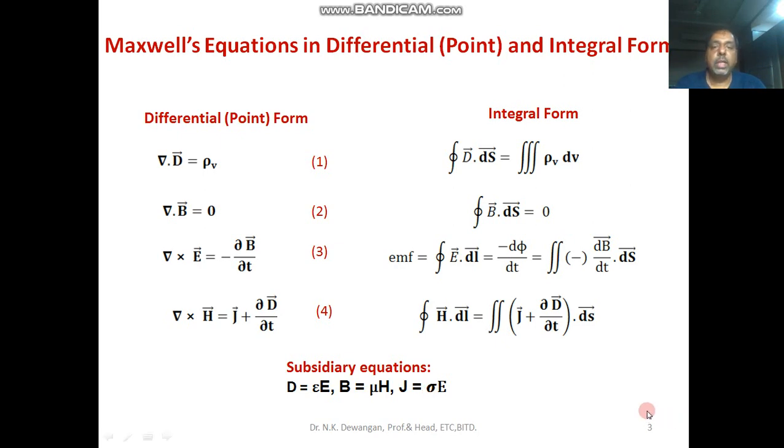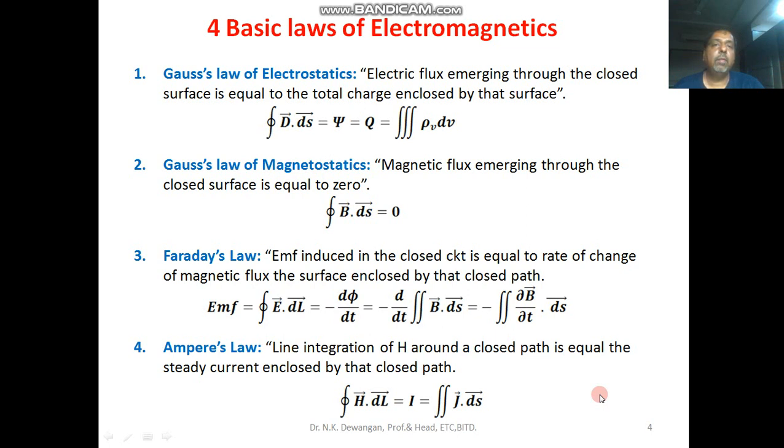So next we are going to see four basic laws of electricity and magnetism. We will see this because from these basic fundamental laws of electricity and magnetism, Maxwell derived his Maxwell's equations. So the first basic law of electricity is Gauss law of electrostatics. What does it say? It says electric flux emerging through a closed surface is equal to the total charge enclosed by that surface. So the closed surface integration of D gives you the value of flux emanating through a closed surface, that is equal to charge.